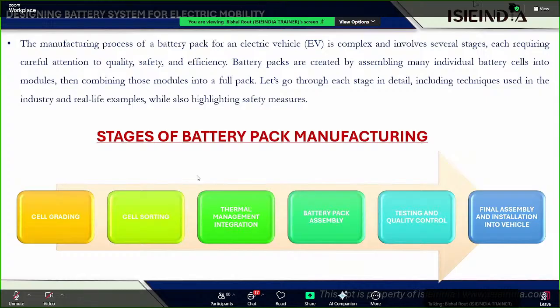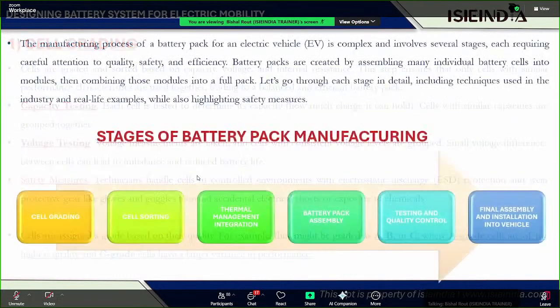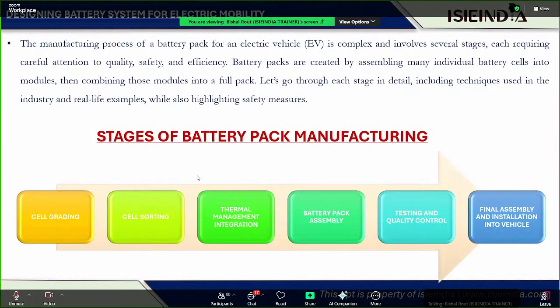It is not like we'll go to the market, purchase certain cells, connect them in series and parallel, and then utilize them inside a vehicle. If we do that, we will end up with some kind of accident someday. We will end up with a lot of breakdowns.